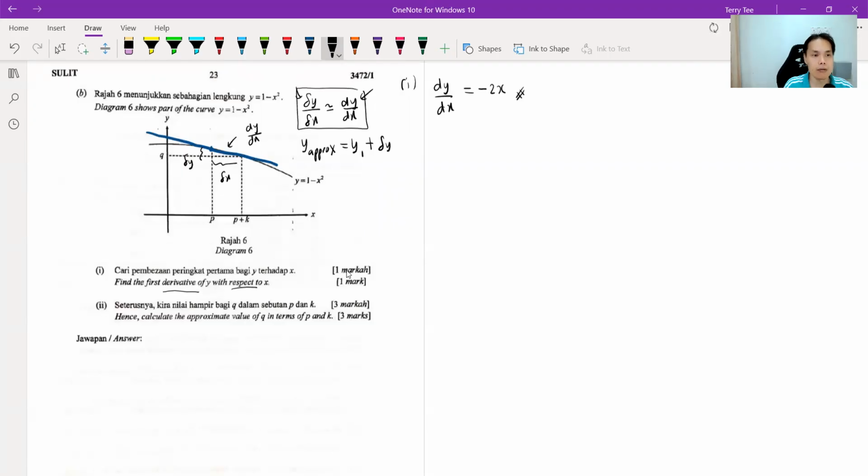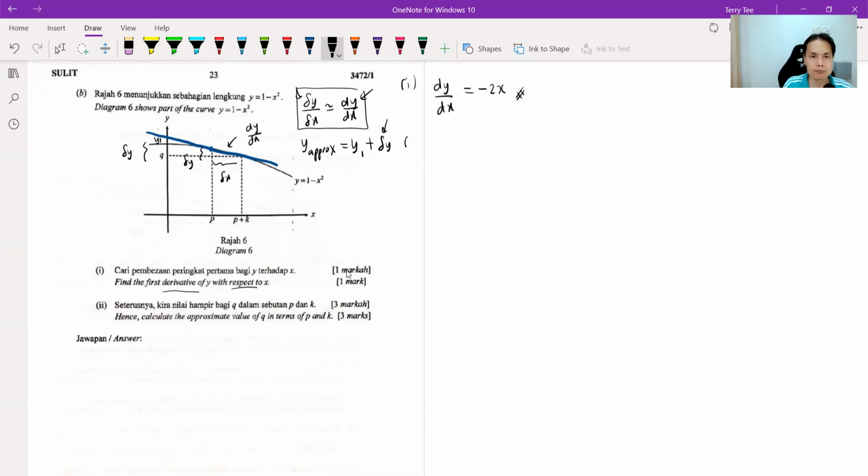But once your X changes, your Y will also change. Initially, when your X is at P, your Y initial is here. Y1 or Y initial is here. When your X increases by delta X, your Y will actually, in this case, reduce by delta Y. It reduces. Then you just add the reduction here, right? So this is the formula to find the approximate value of Y.